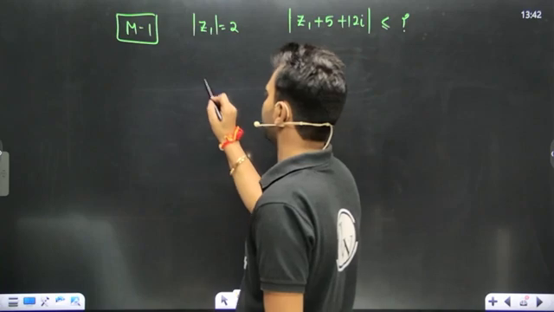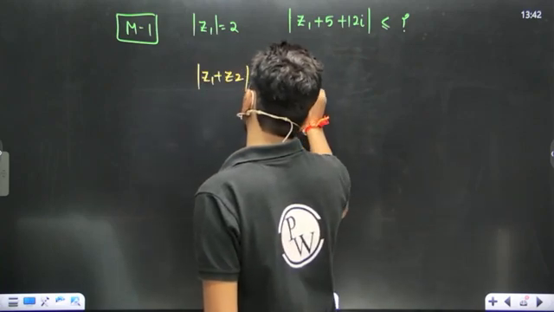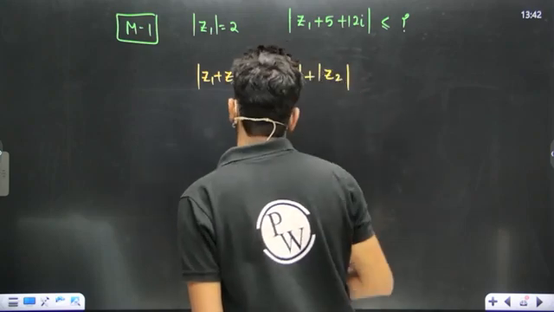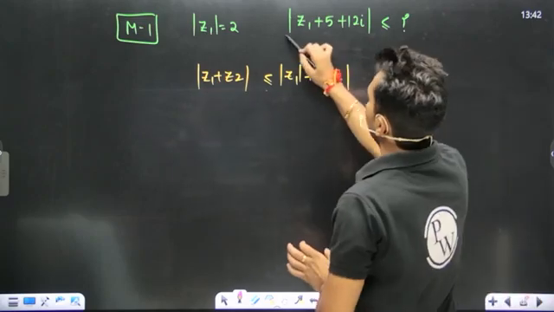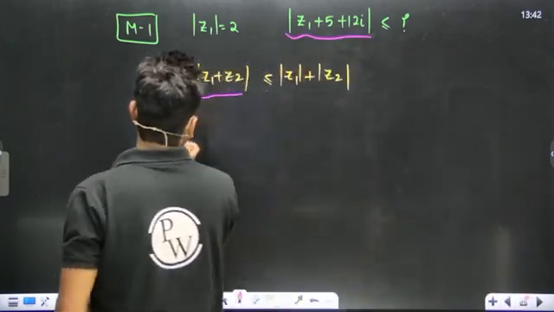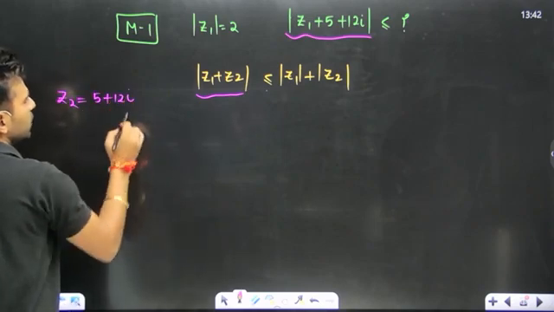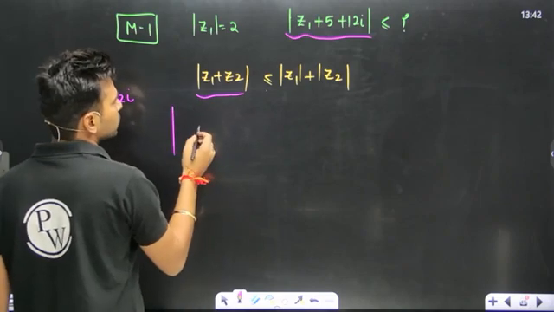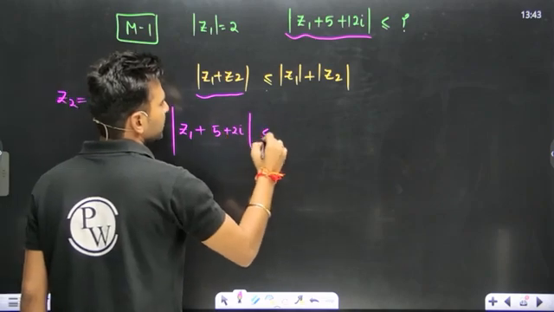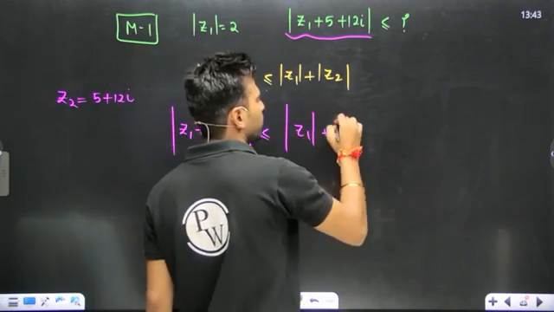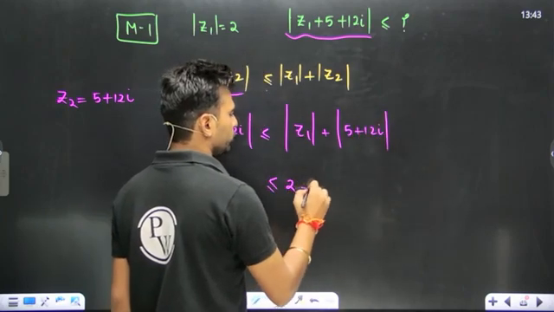Now understand. |z1 + z2| is less than or equal to |z1| + |z2|. Yes or no? Okay. Now, this value is always less than this. So if we compare this and this, we can see that z2 is nothing but 5 + 12i. So |z1 + 5 + 12i| will be less than or equal to |z1| + |5 + 12i|. Yes or no? So this value will be less than or equal to 2 + 13.